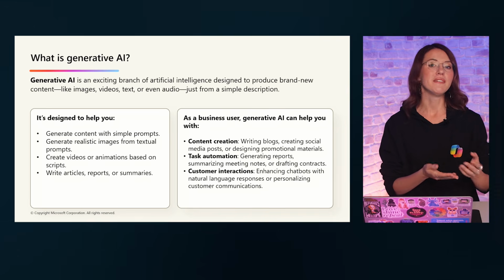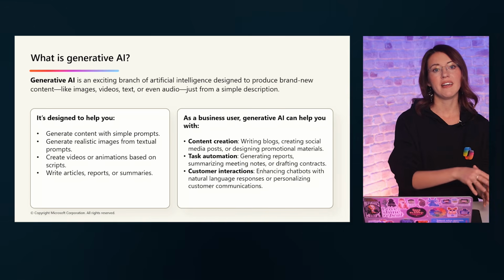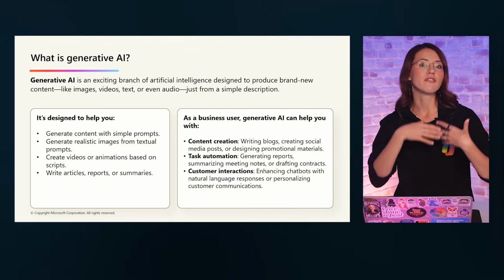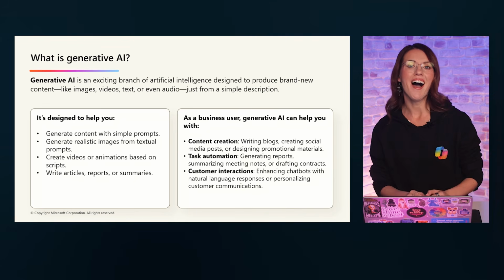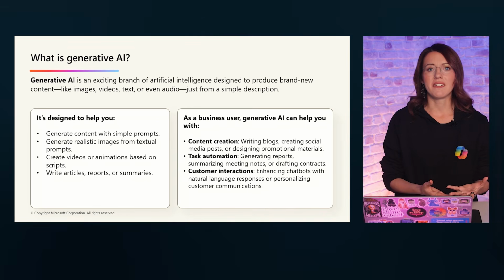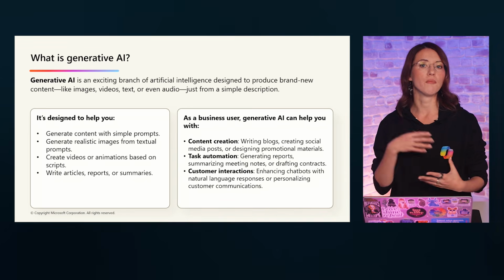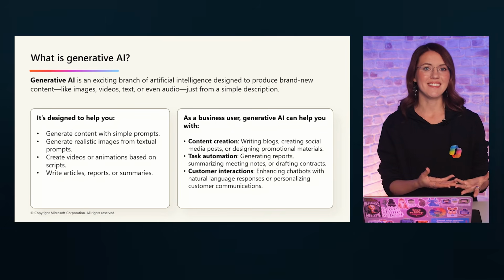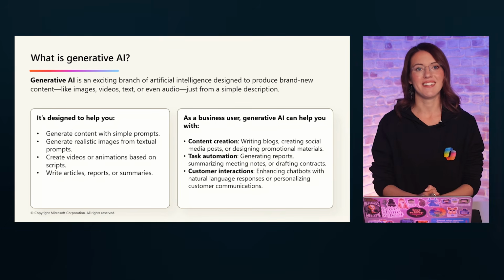With generative AI, you can turn a short description into realistic images, transform a script into a video, or produce a full report in minutes. It can even generate audio like voiceover or music, turning ideas into usable content fast.